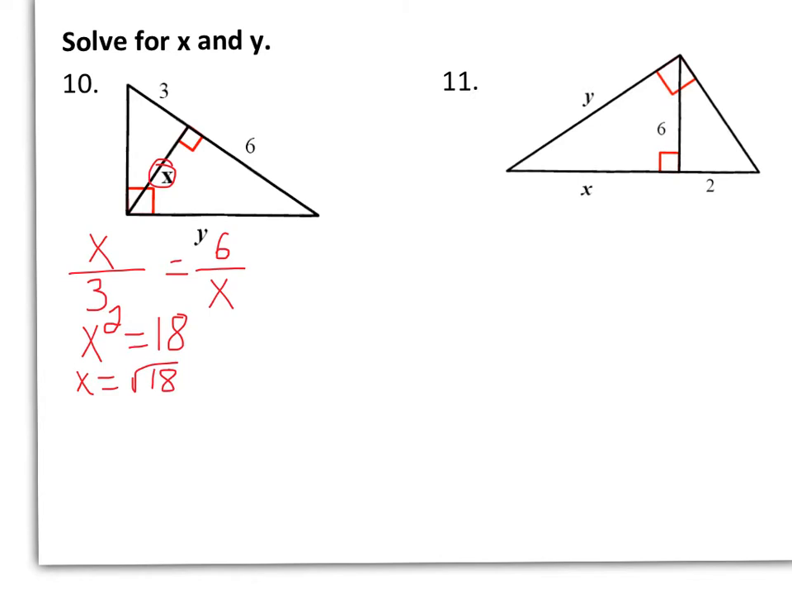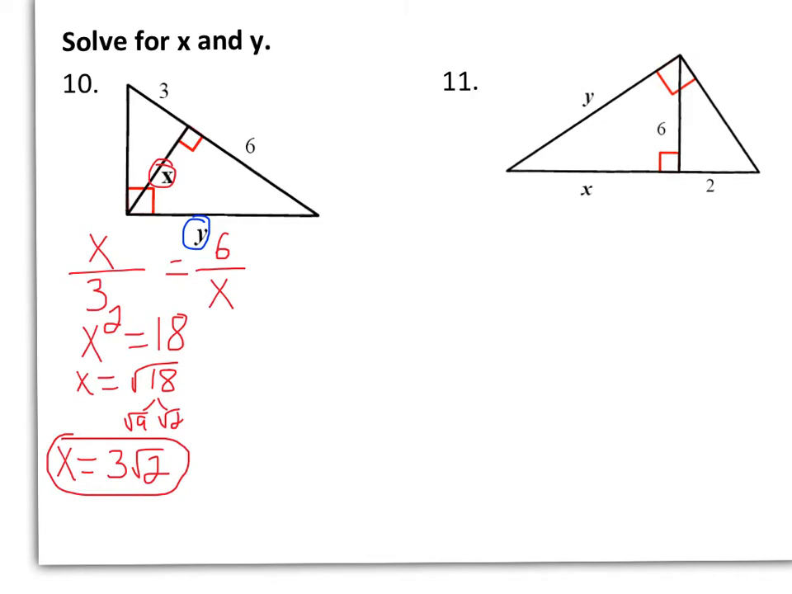Now, 18 is not a perfect square, but we can simplify that. Remember, that's the same as square root 9 times square root 2, or 3 root 2. And when we are finding lengths of triangles, we only take the positive answer. Okay, now if I want to find Y, we see that Y is part of our medium triangle, and it's also part of the large triangle.